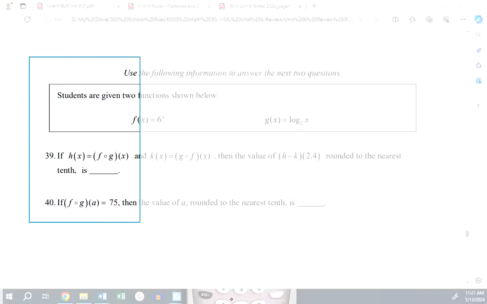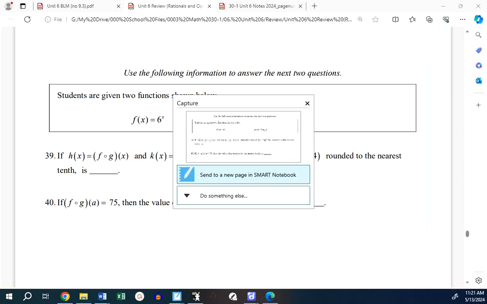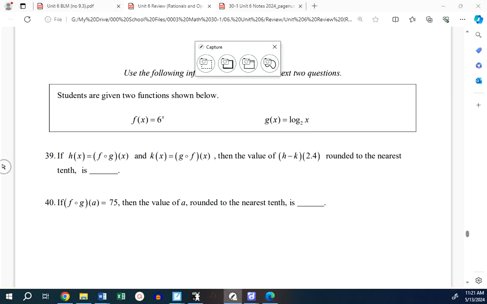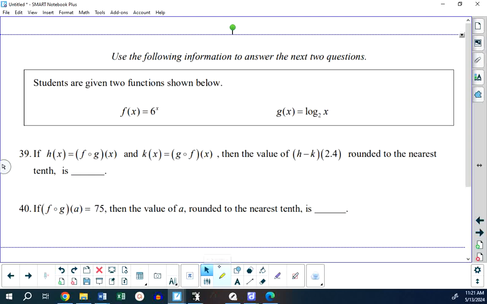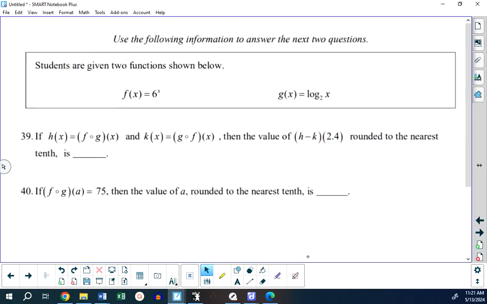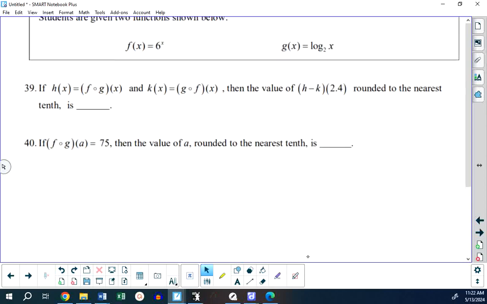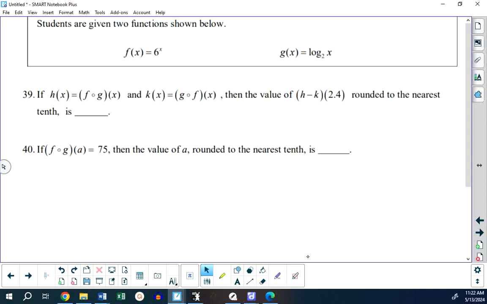So you're given two functions, f of x equals 6 to the x, and g of x equals the base 2 logarithm of x. And you're asking about 40. Okay. Number 39, by the way, is mixing together two compositions with a difference of functions. And if there's anybody who wants me to go over that, I will go over that in a minute. But I want to talk about number 40 just for a few minutes.